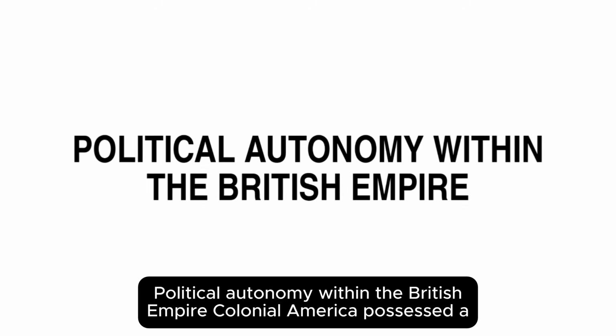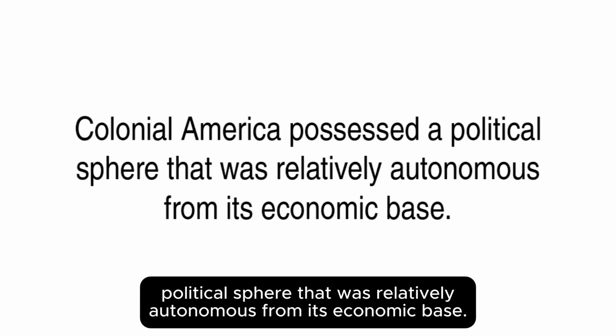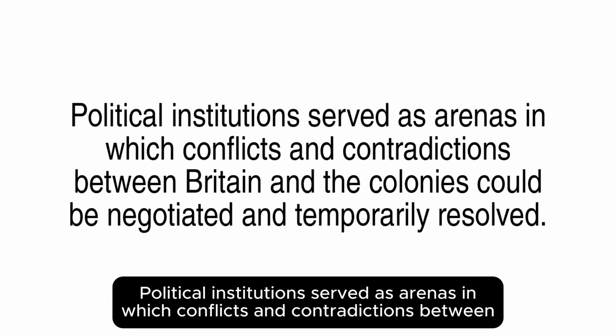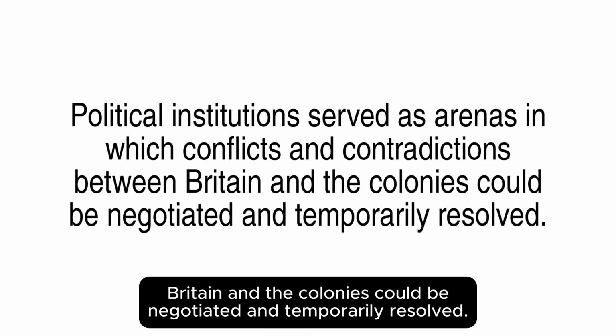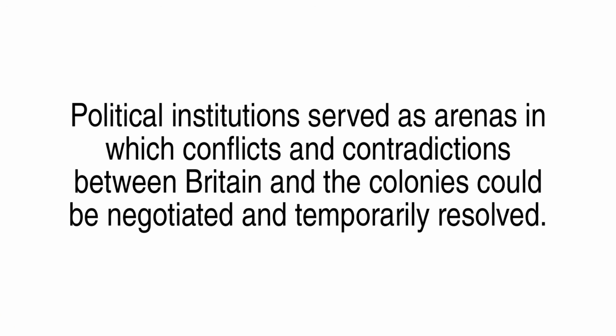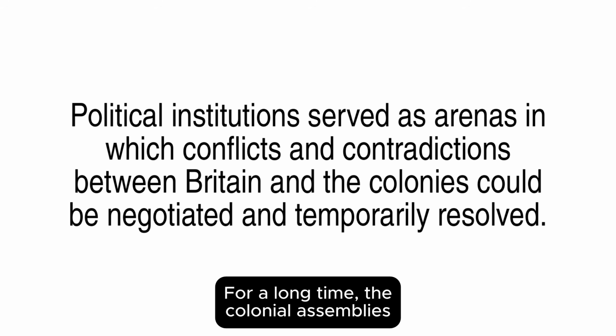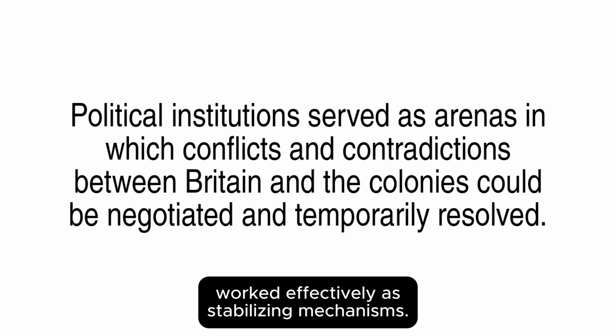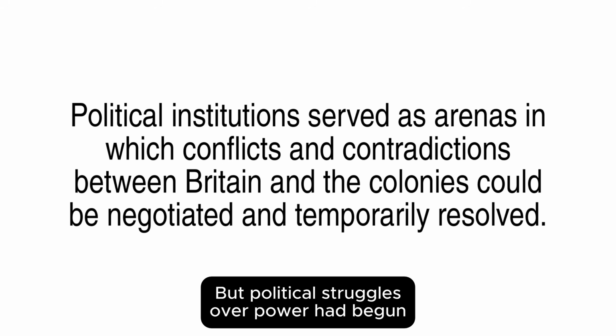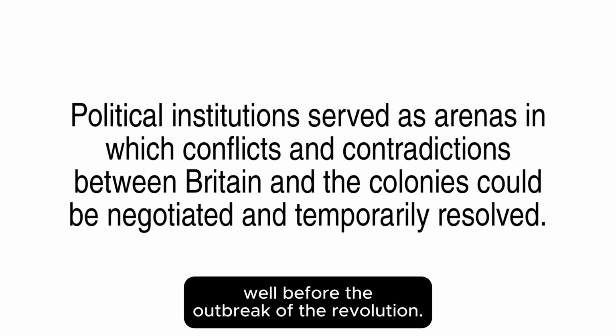Political autonomy within the British Empire. Colonial America possessed a political sphere that was relatively autonomous from its economic base. Political institutions served as arenas in which conflicts and contradictions between Britain and the colonies could be negotiated and temporarily resolved. For a long time, the colonial assemblies worked effectively as stabilizing mechanisms. But political struggles over power had begun well before the outbreak of the revolution.